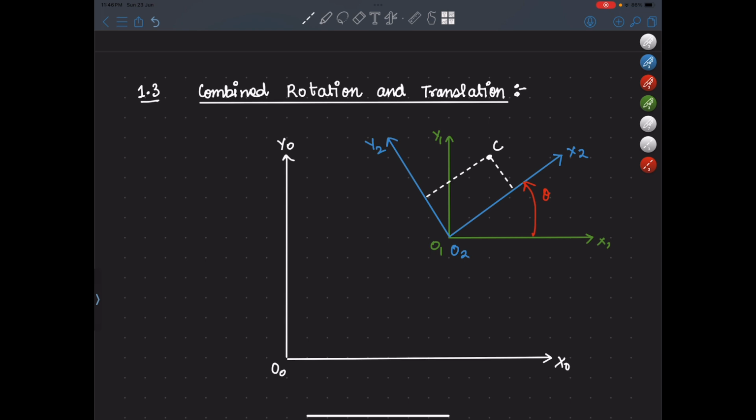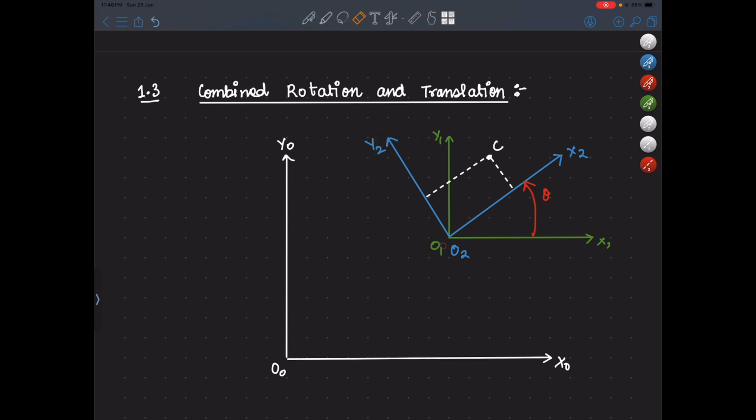So this is the thing. You can see that green has only translated with respect to the white frame. The blue frame has only rotated with respect to the green frame. But overall the blue frame has both translated and rotated with respect to the white frame.